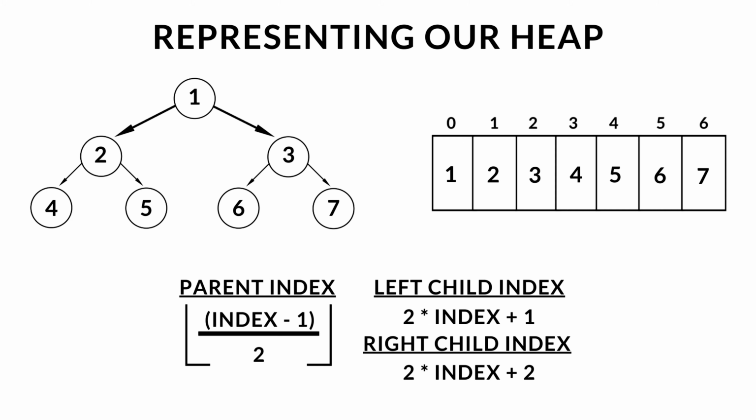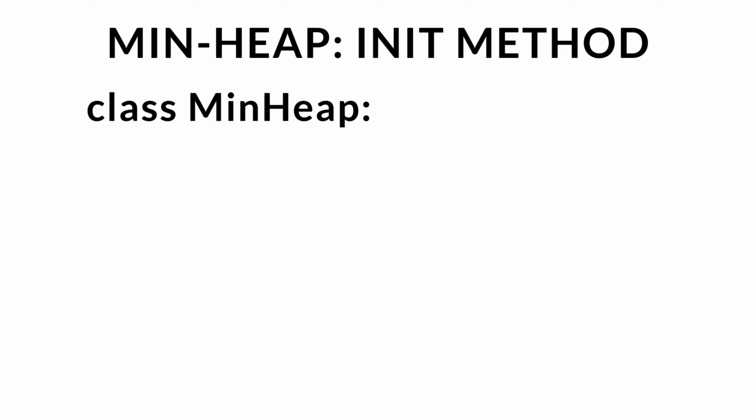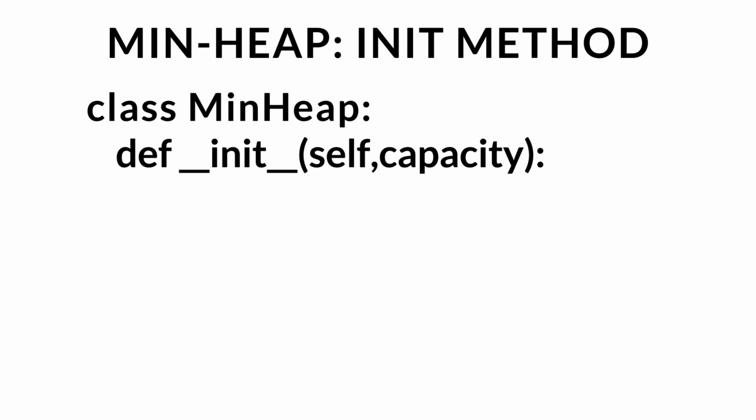Alright, so from here, let's actually dive into the code. We'll create a class called Min-Heap, and within our Min-Heap, we'll define our init method. Our init method will have 2 params, our self param and the capacity. The capacity being the max number of elements that you want to store within the heap.